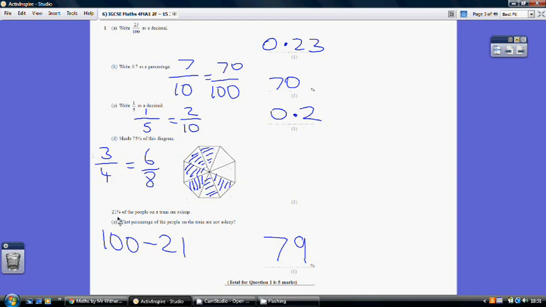Part E, 21% of the people are asleep, the rest are not asleep. So you take the 21% away from 100%. 100 take away 21 is 79.